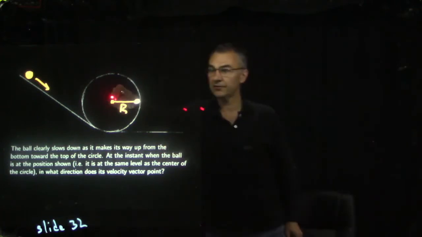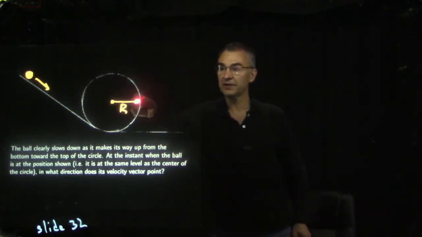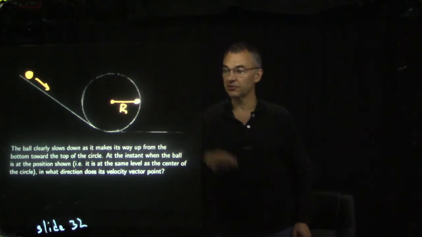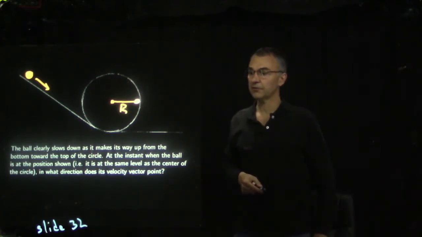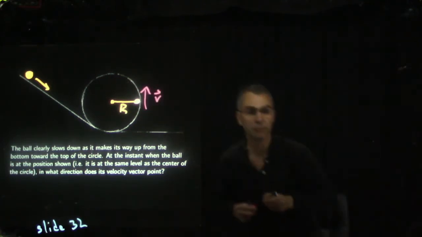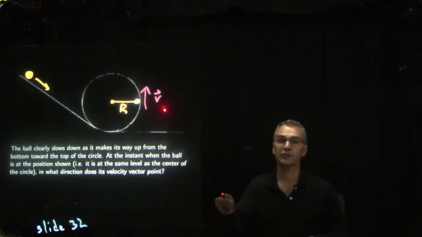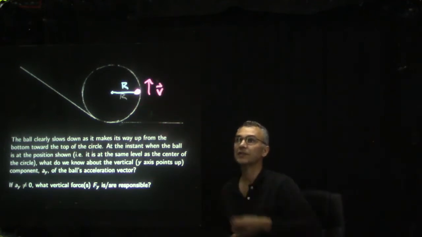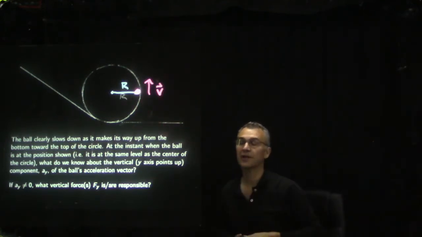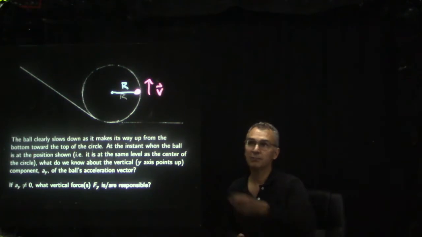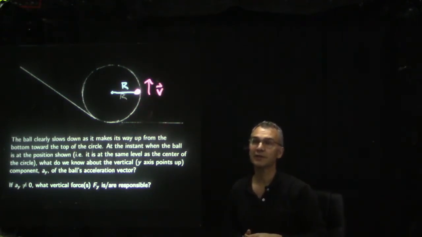So at the instant when the ball is at the position shown, so here's the center of the hoop, here's the center. When we're over here at the 3 o'clock position, what direction does the ball's velocity vector point? Well, I think it points up, because for circular motion, the velocity is always tangent to the circle. So at the instant shown in this picture, when the ball is at 3 o'clock, we know the ball is moving upward, and we know the ball is slowing down.